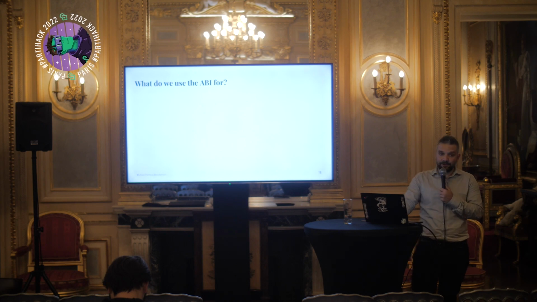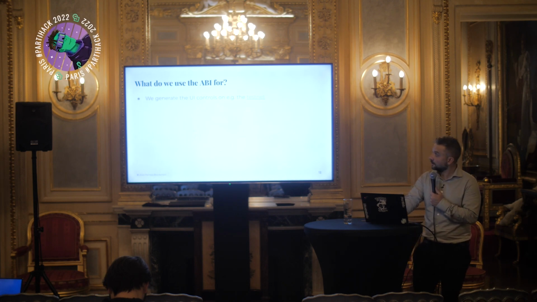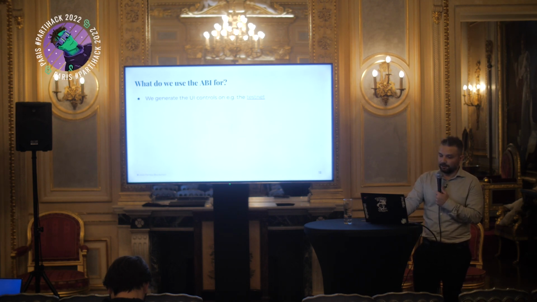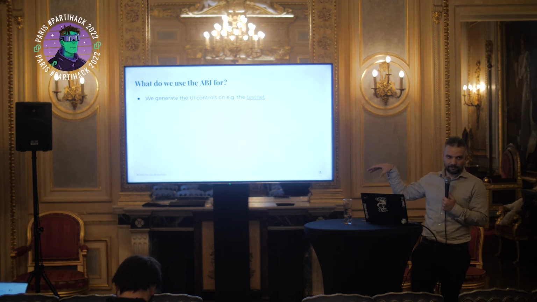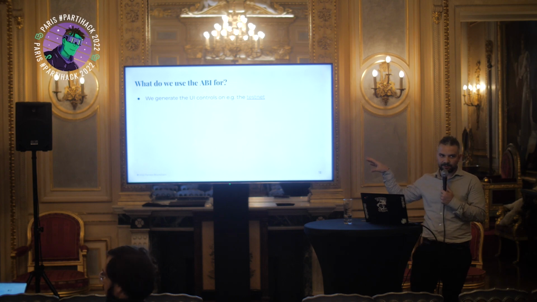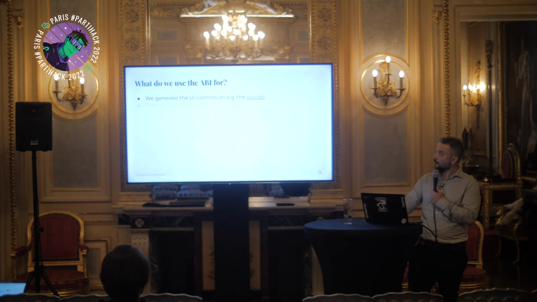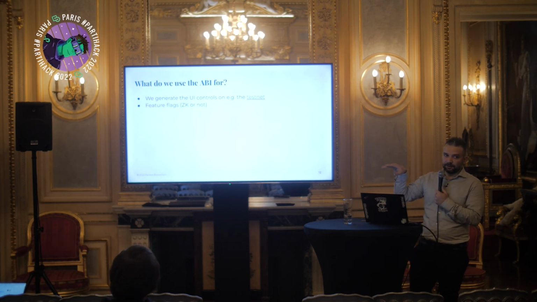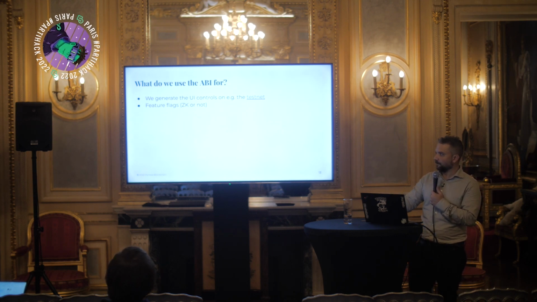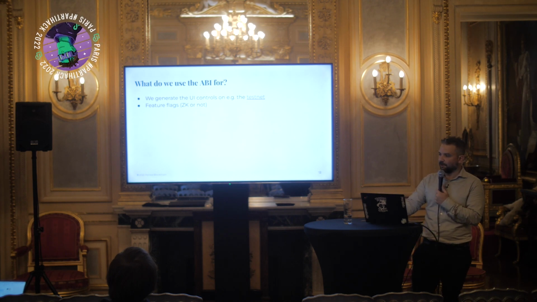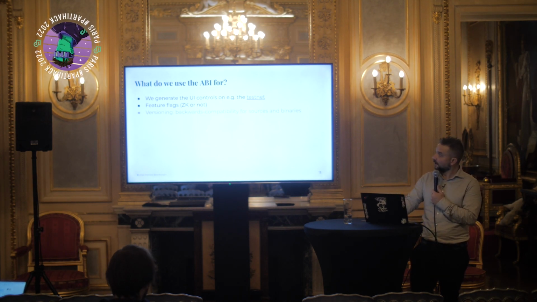So what do we use it for in Partisia? Well, we generate all the UI controls. If you go back a couple of slides, you saw the Bara Croissant overview. That's automatically generated from the ABI. And when you send an action, everything is also generated from the ABI definition. Then we have feature flags on it. If you're using zero knowledge or not, our blockchain knows it.